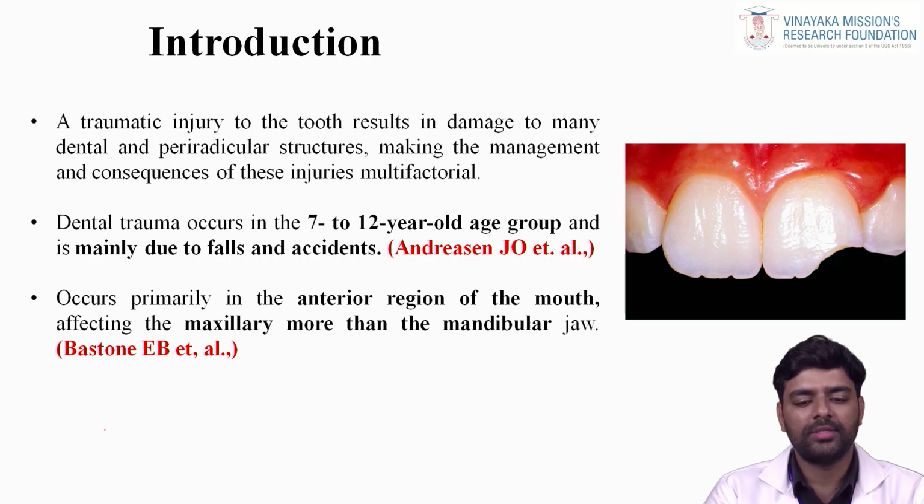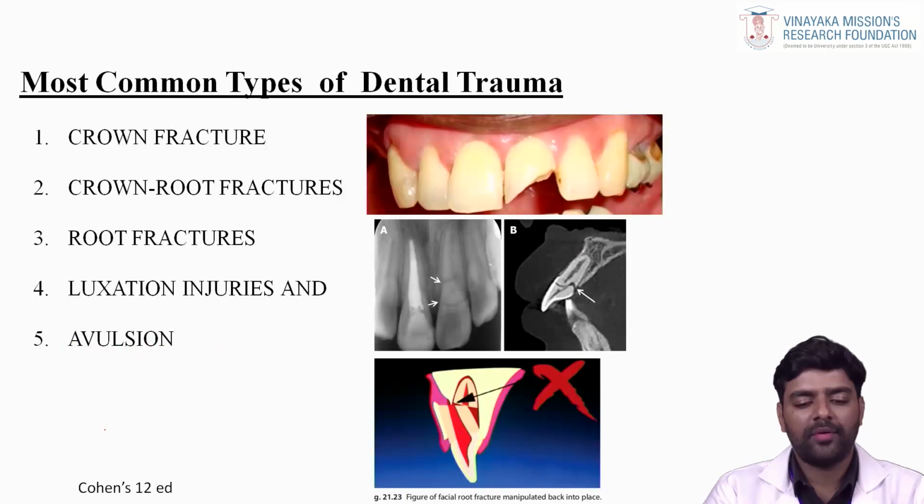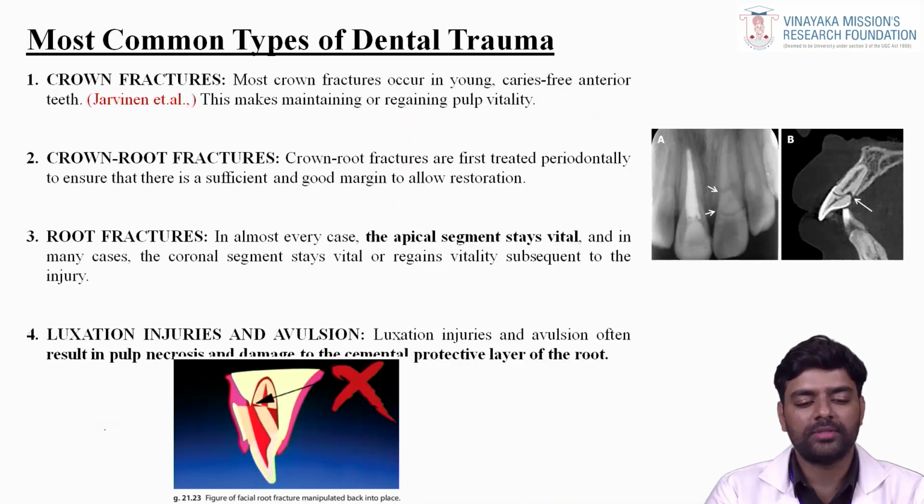The most common region is the anterior region of the mouth, affecting the maxillary and mandibular anterior teeth. The most common types of dental trauma are crown fractures, crown root fractures, luxation injuries and avulsions. Let me talk about the crown fractures. Most crown fractures occur in young, caries-free anterior teeth. This makes maintaining or regaining pulp vitality possible.